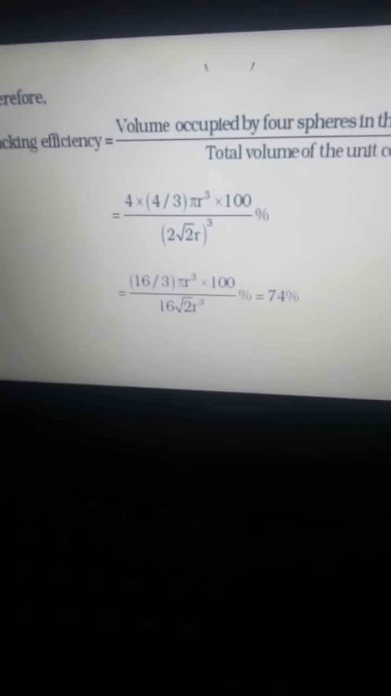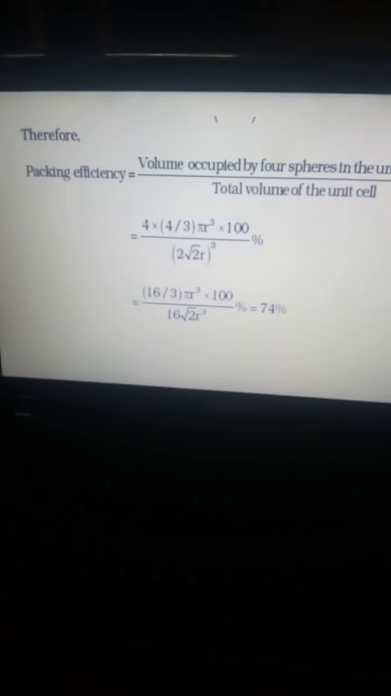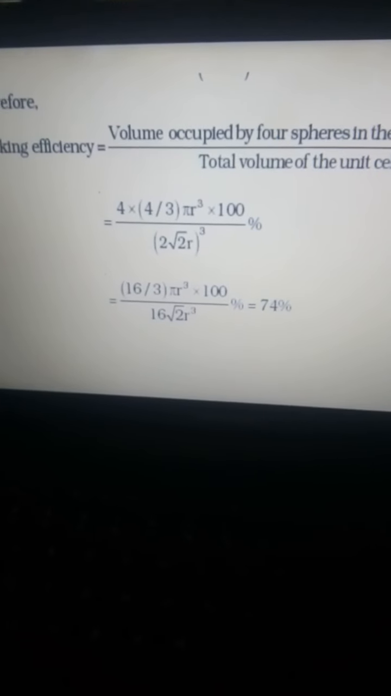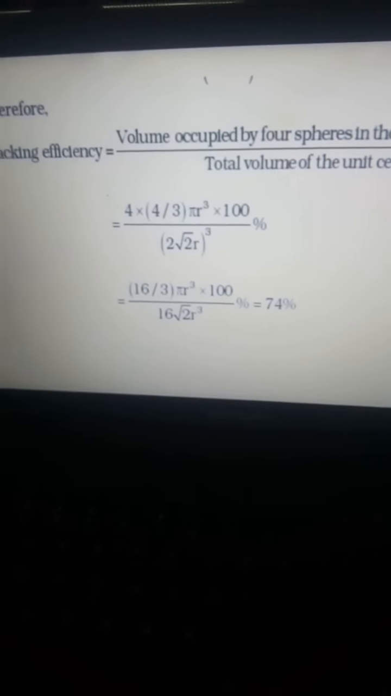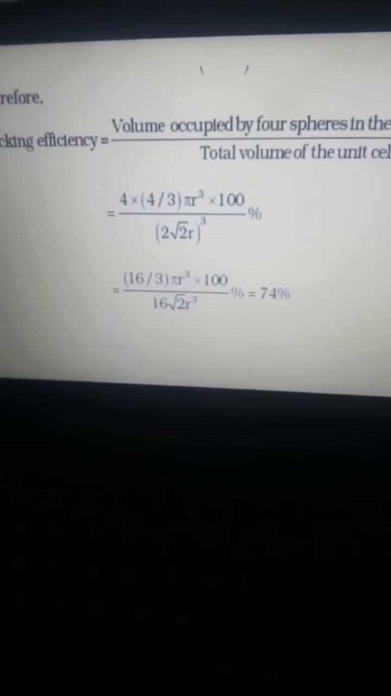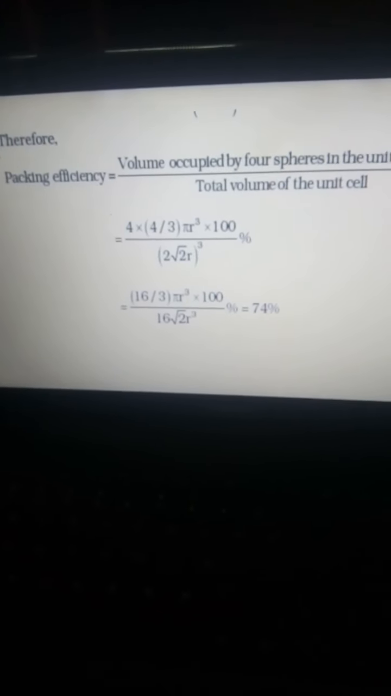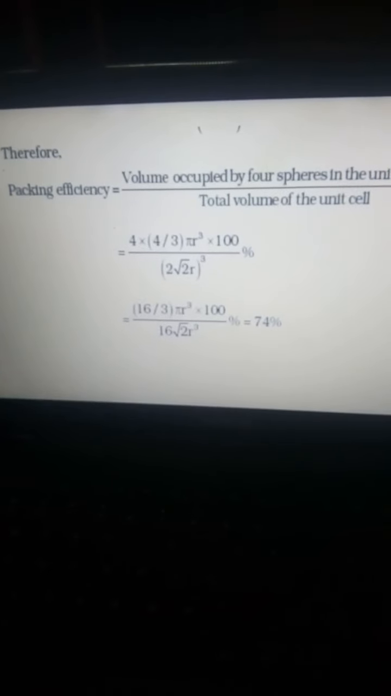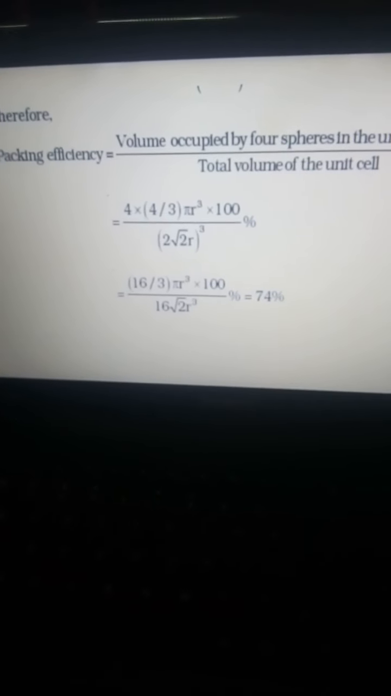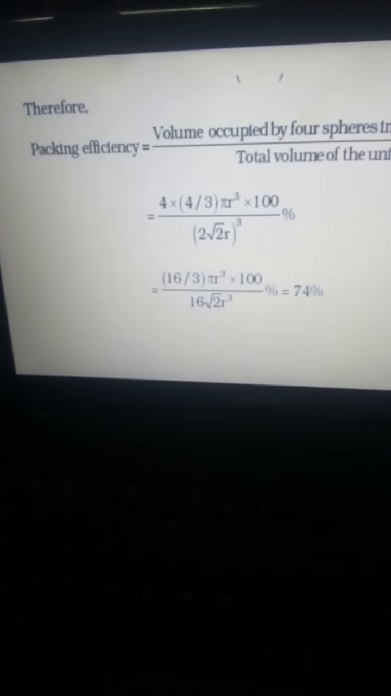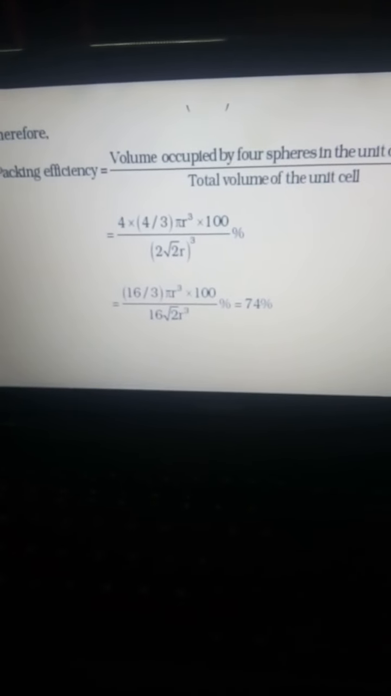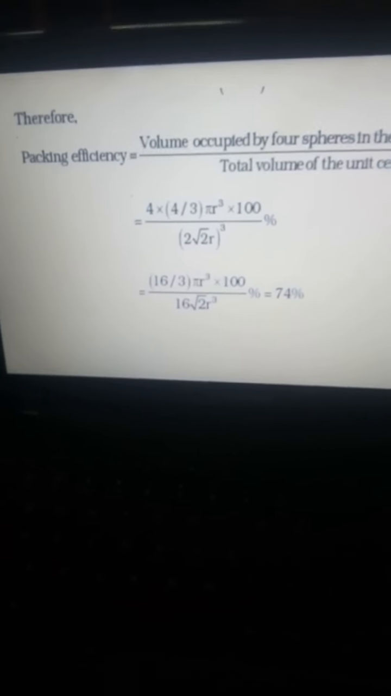And that is the maximum packing efficiency. Earlier we have seen the primitive cubic unit cell, in that case we got 52.4%, and now in case of the FCC unit cell we are getting 74%. And the BCC, which we will see in the next class, will be less than that of the FCC, that comes to 68%.